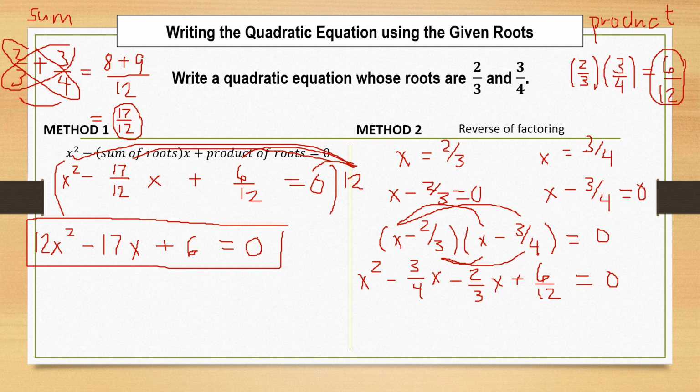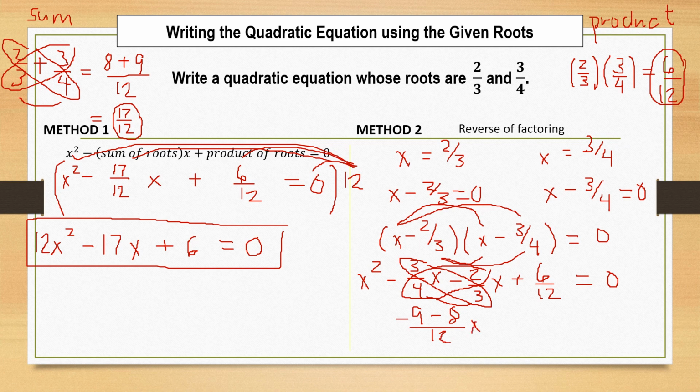Okay, let's use the butterfly approach. Negative 3 times 3 is negative 9. Negative 2 times 4 is negative 8. For the denominator, 4 times 3 is equal to 12.